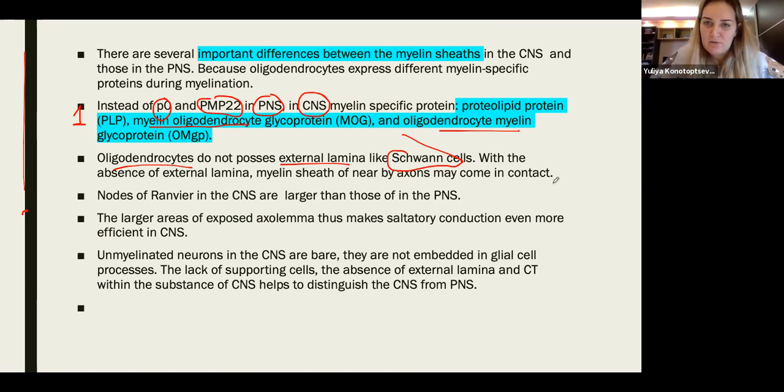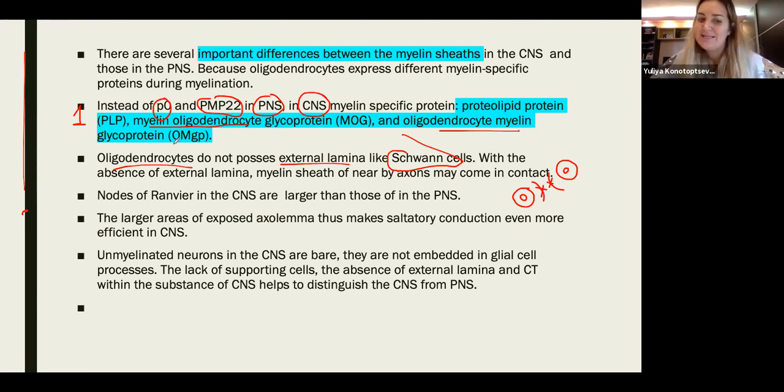So if we try to imagine it, right? So this is my axon, and this is my myelin sheath, and this is my other axon, and this is my other myelin sheath here. If these two axons on the top are covered by the external lamina, would they stick to one another or no? No. They will not stick to one another, right? Because the lipids are not visible, they're hidden under the external lamina. But if you do not possess external lamina, what will happen to the two things? They will stick together.